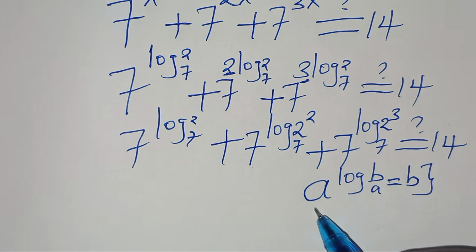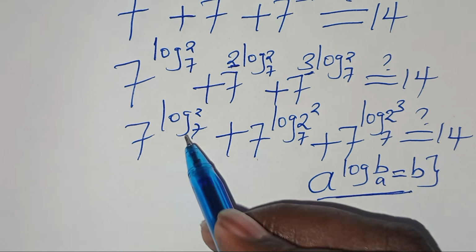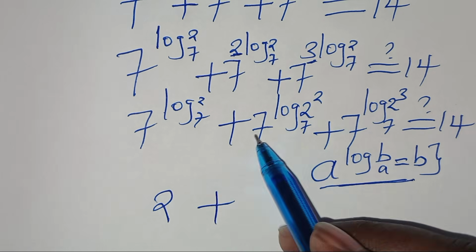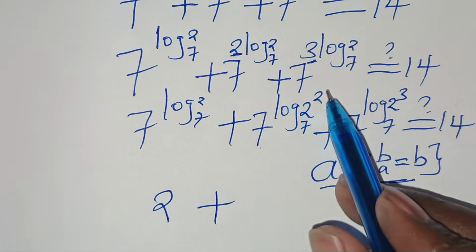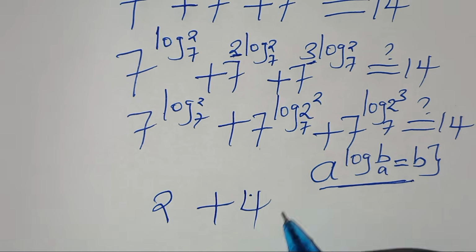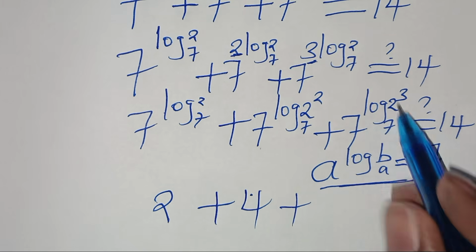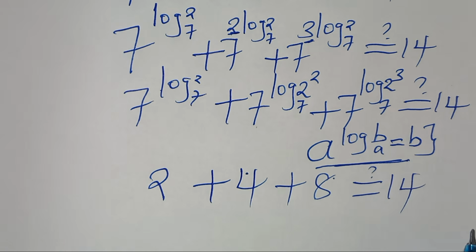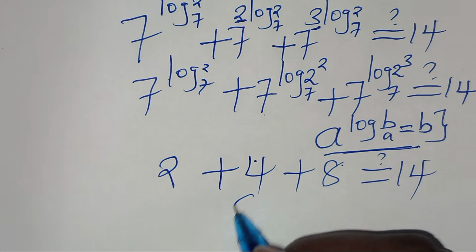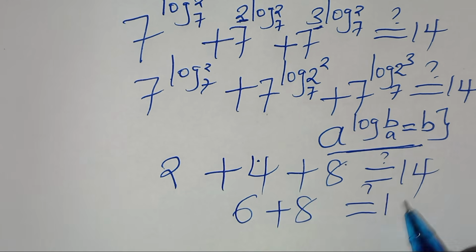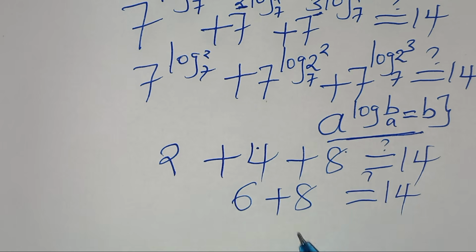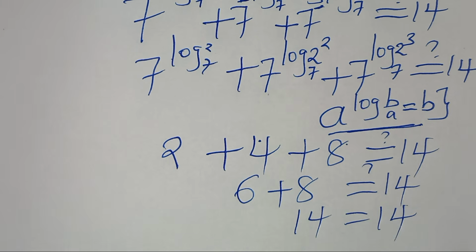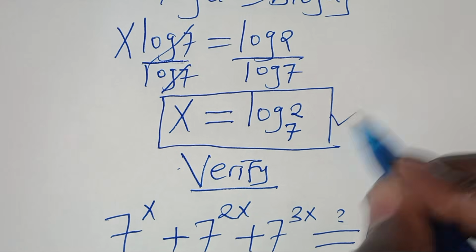So by applying this property, 7 raised to the power of log 2 to base 7 should give us a value of 2, plus 7 raised to the power of log 2 squared to base 7 should give us 2 squared, which is 4, then plus 7 raised to the power of log 2 to the power of 3 base 7 should give us 2 to the power of 3, which is 8. So we have 2 plus 4, this is 6, plus 8, this is 14, which is equal to 14. So the left hand side is equal to the right hand side, and this shows that x satisfies the equation.